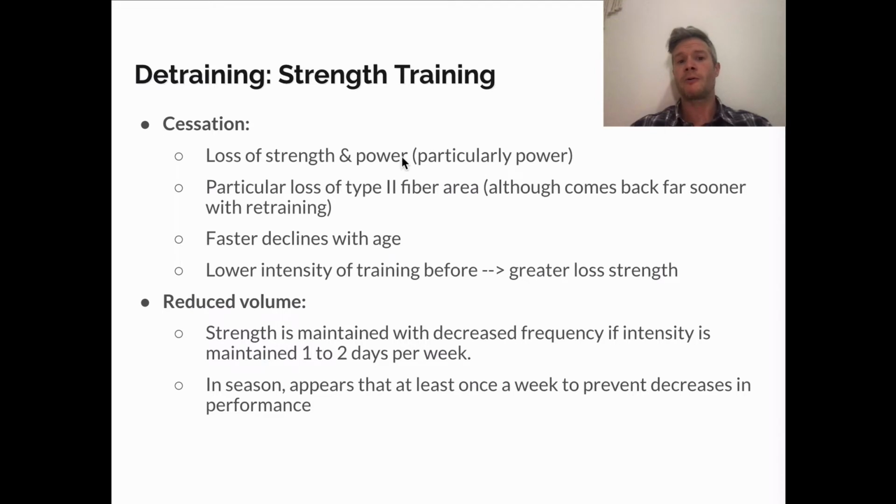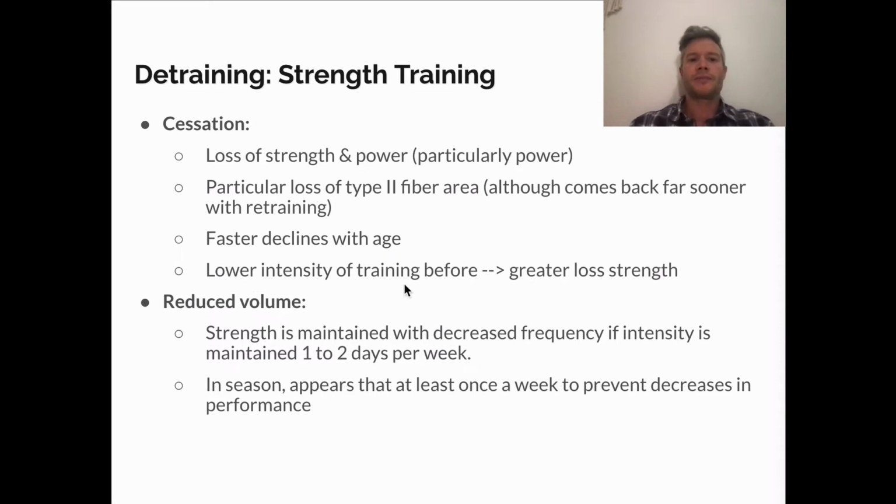And so that's why power in particular will be lost, because that's the rate or the timing at which we apply force. And that comes from our motor unit recruitment. As we stop using the motor units that engage our type 2 muscle fibers, over time we'll see a decrease in the muscle size itself. These declines happen quicker as we get older because our recovery and building up takes longer as well. So we lose it a lot faster.